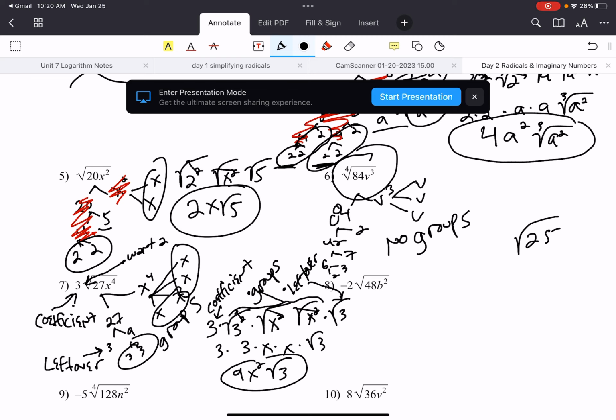The -2, so I'm looking for groups of -2. That doesn't make any sense. No, because that's the coefficient. That has nothing to do with how many I want to group. How many do I want to group when the number's invisible? 2. So split your number and your letter.